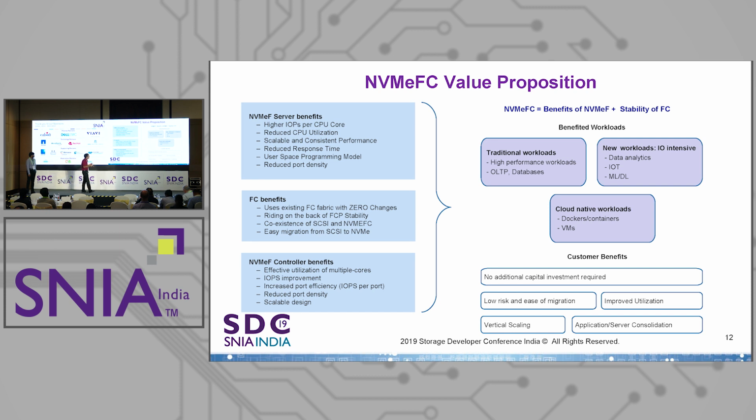Coexistence of SCSI and NVMe-FC. I've already told you that through the same port and the same channel, both SCSI and NVMe-FC work, and they are doing fine. If you want to segregate them, you can have logical links by creating NPIV WWPNs also. Easy migration from SCSI to NVMe. I've already told you how the customer can easily use the same channel.